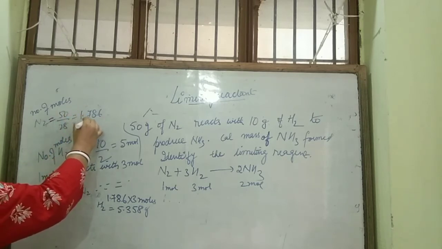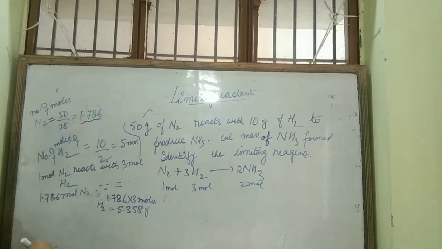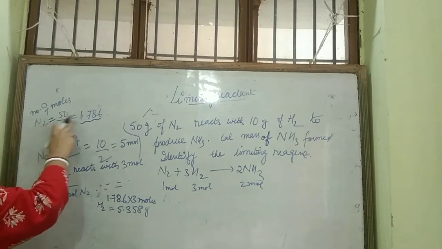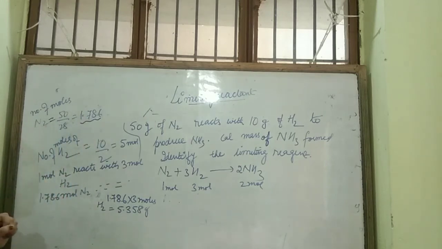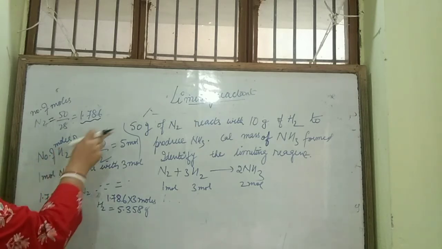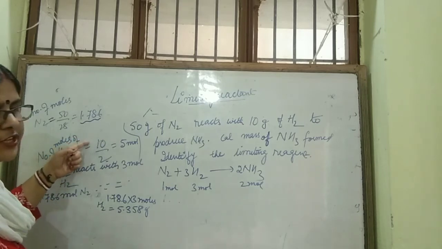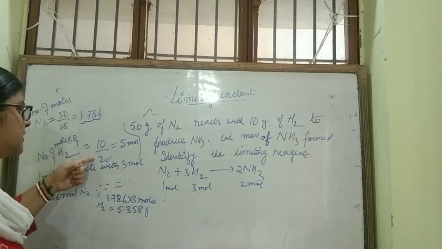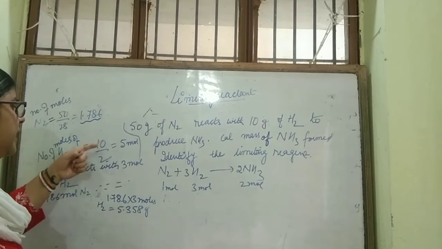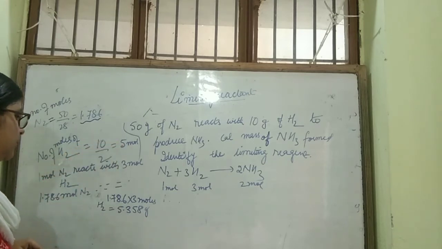So the number of moles of nitrogen we get is 1.786. And for the number of moles of hydrogen in 10 gram of hydrogen, we'll do the same thing: mass of hydrogen by molecular mass, 10 by 2, we get 5 moles.